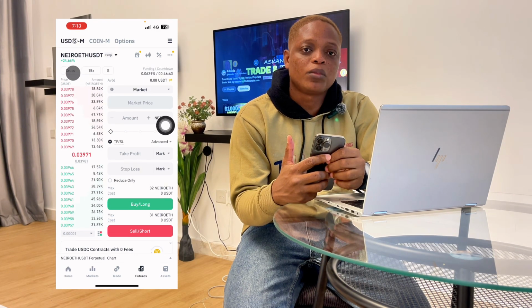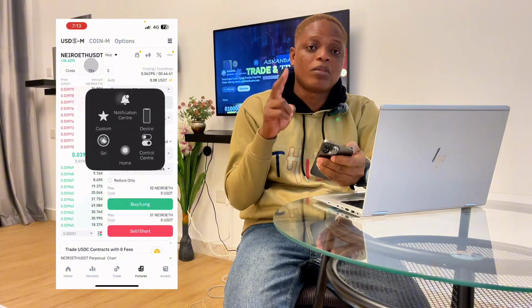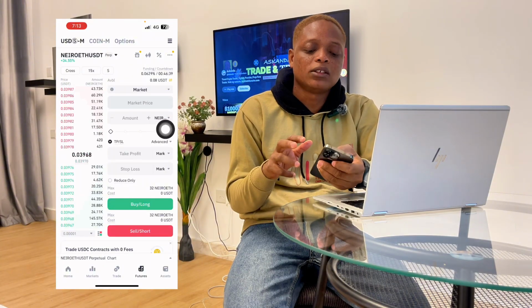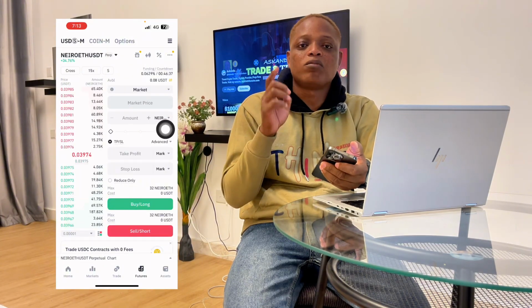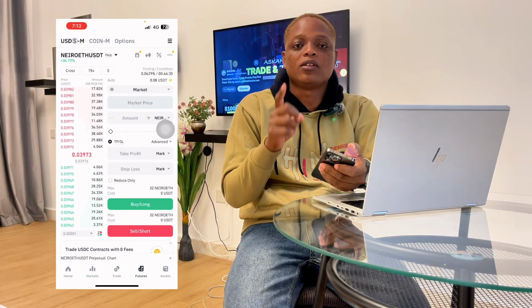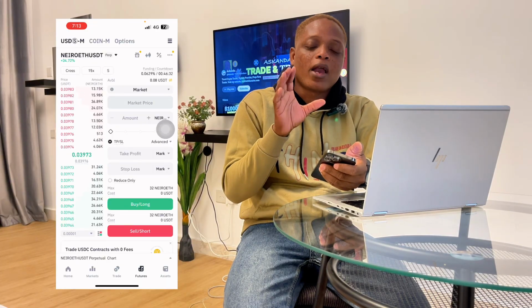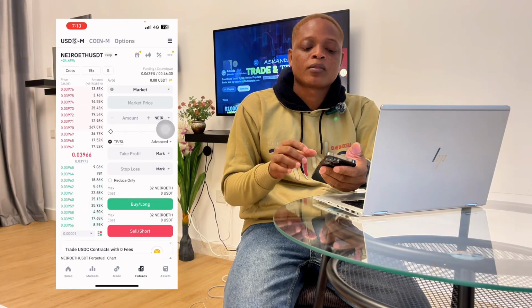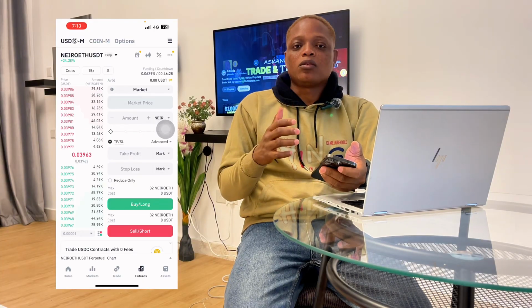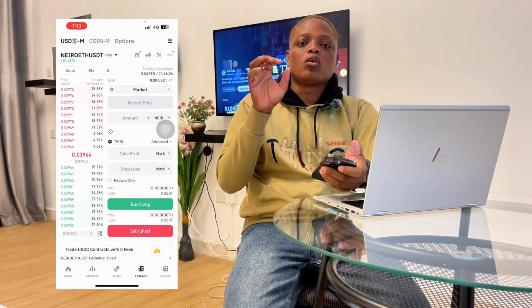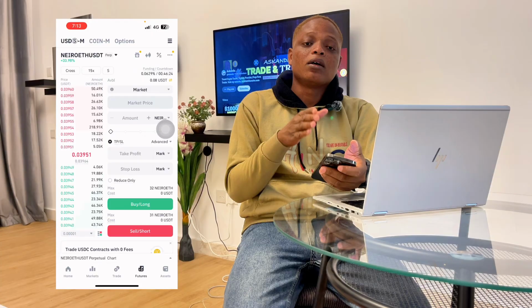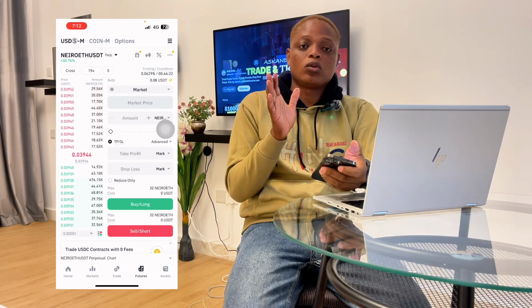Now we have cross margin. We have two types of margins. We have cross margin and also isolated margin. I've been receiving comments from YouTube and TikTok asking why am I using cross margin. When we say cross margin, we are simply saying that I want to use all the money in my account to trade this particular coin.